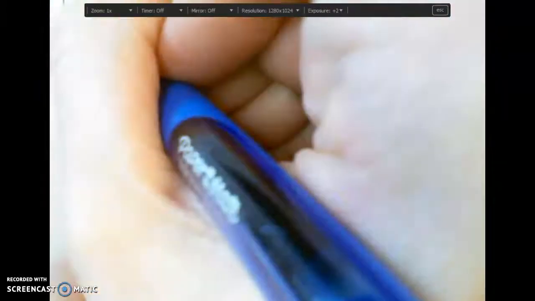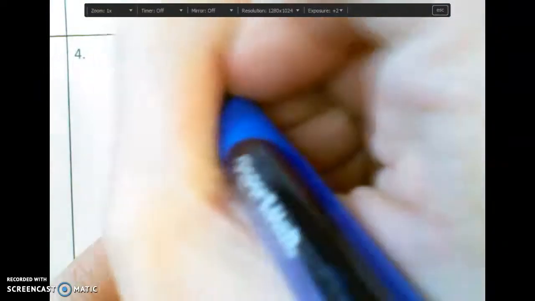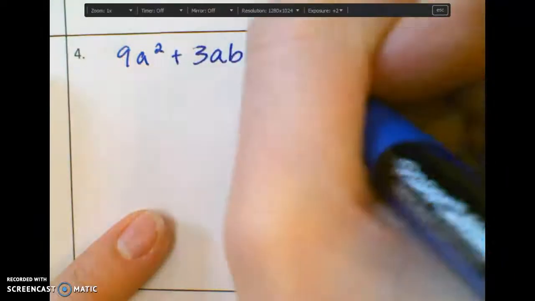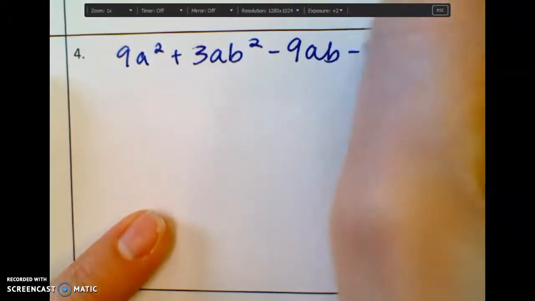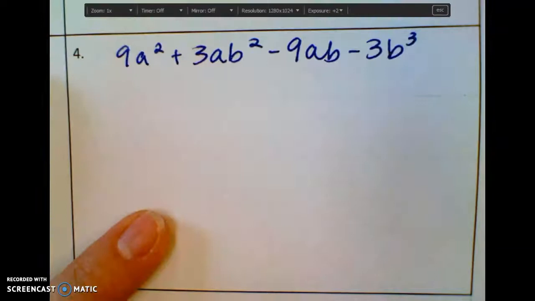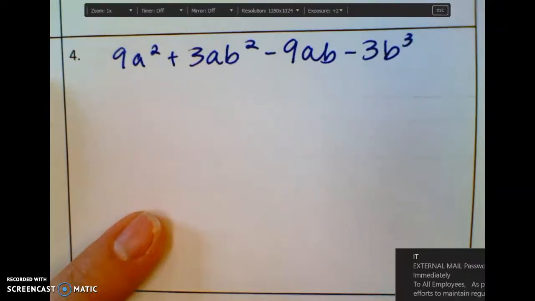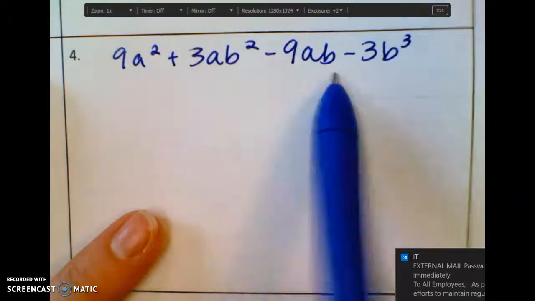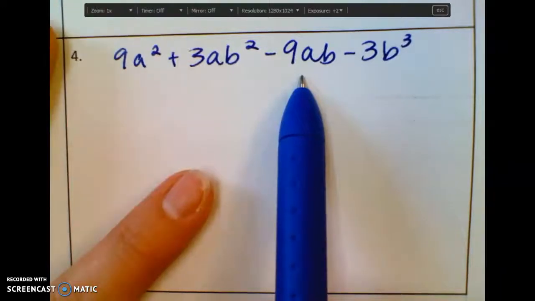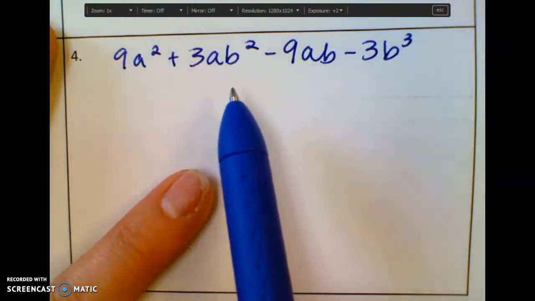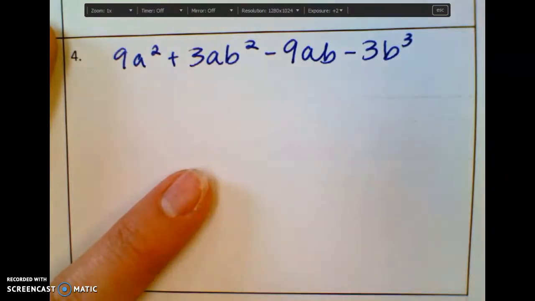Problem number 4. We have 9a squared plus 3ab squared minus 9ab minus 3b cubed. First thing we should look at is standard form. Standard form is a little tricky in ones like this, but remember the definition of standard form is the highest degree first, and then after that alphabetical order.